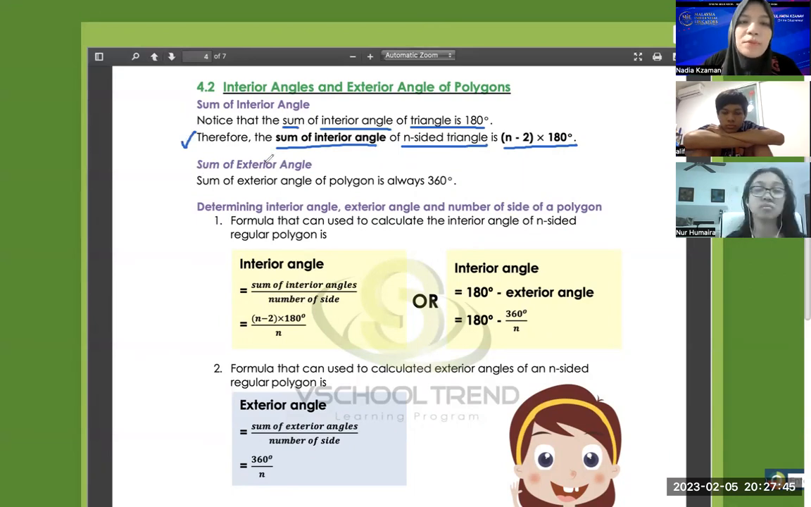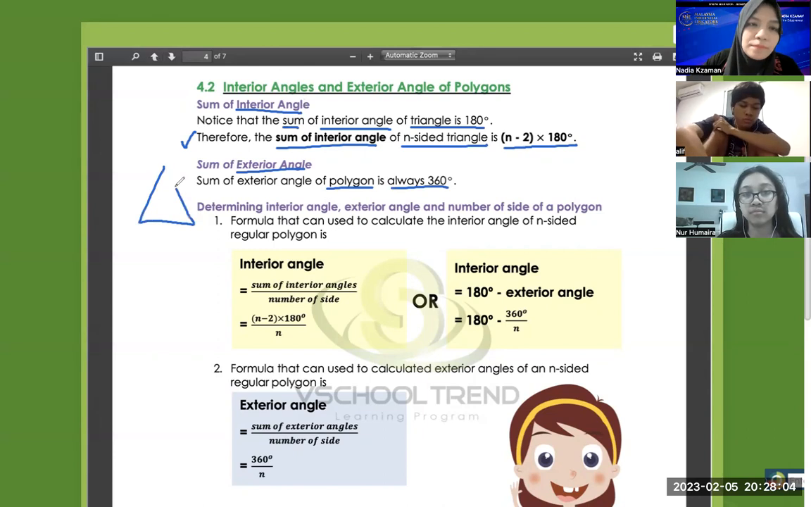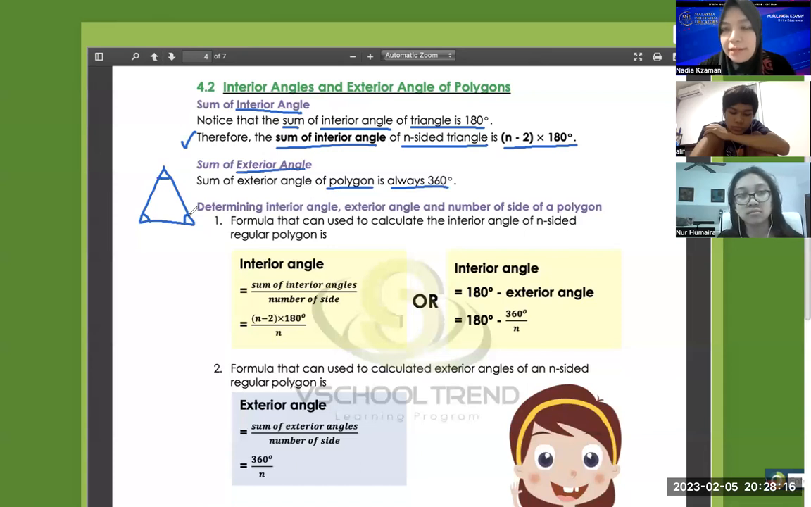And then the next one is sum of exterior angle. This is an interior. And this is an exterior. So sum of exterior angle of a polygon is always 360 degrees. Okay. In terms of triangle, we are talking about interior. So interior, 1, 2, and 3. This is 180 degrees. So how about the exterior angle?